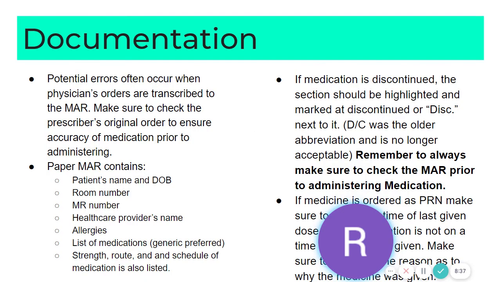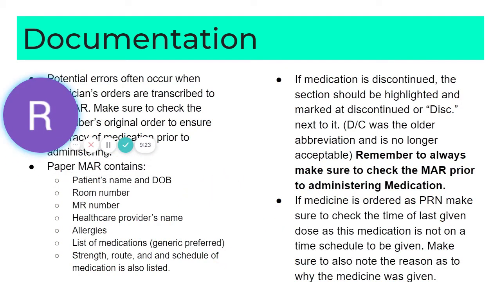Check the original order and ensure the accuracy of the medication before administering any kind of medication. Orders that are discontinued should be highlighted or marked as discontinued. The abbreviation to use is DISC. No longer is DC used, so make sure not to make this mistake. Remember to always make sure that you are checking the MAR prior to administering any kind of medication. If the medicine is PRN, make sure to check the time it was last given and the reason for administering the medication.